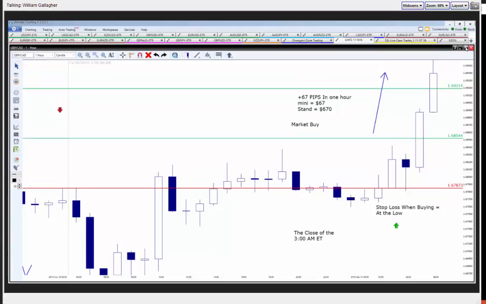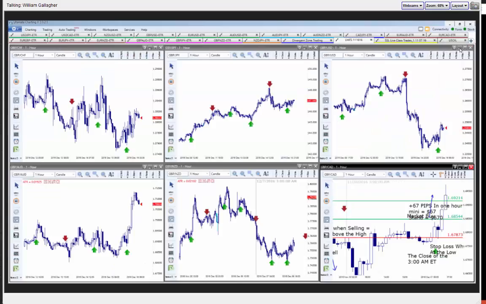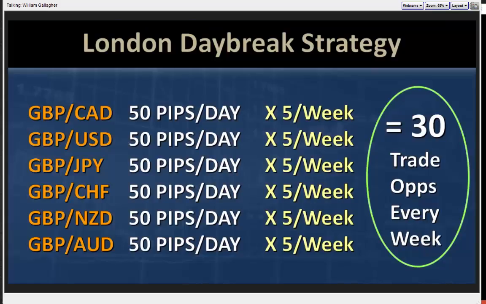So once again, this is the London Daybreak trading strategy. It's going to be done on these 6 currency pairs here: the pound Swiss franc, pound Japanese yen, pound US dollar, pound Australian dollar, pound New Zealand, and the pound Canadian dollar. I kind of gave you a Cliff Notes version of this. These are the basics. In the live sessions, you actually get to trade this live. There's going to be 30 opportunities each and every week to trade during that London session.